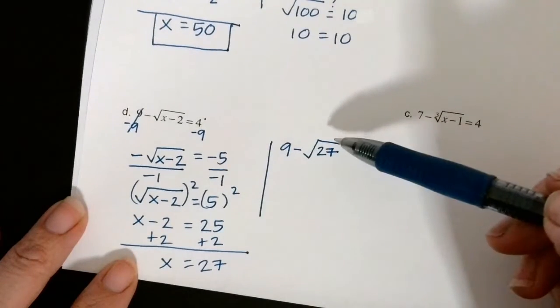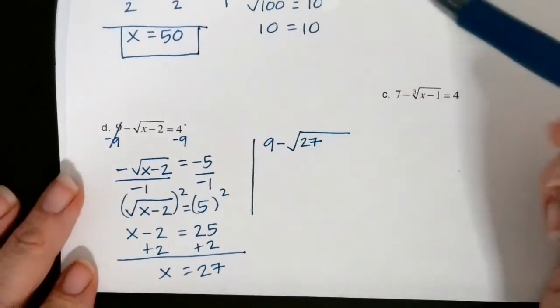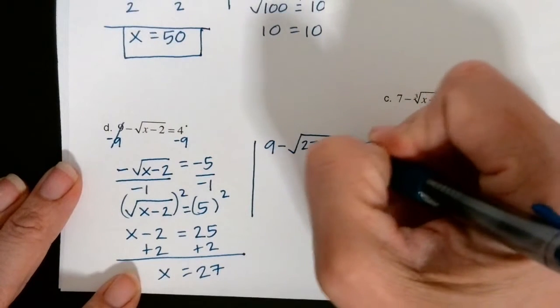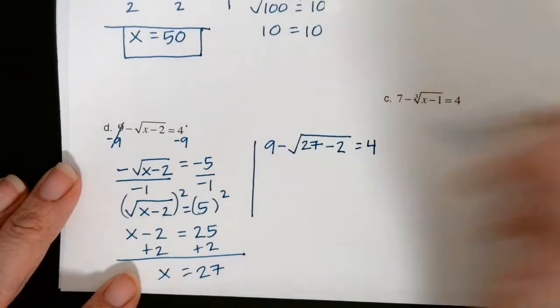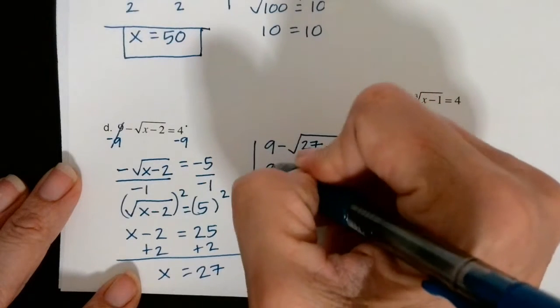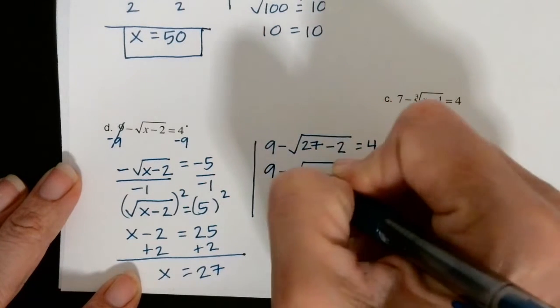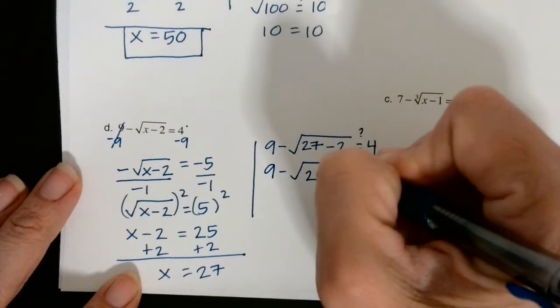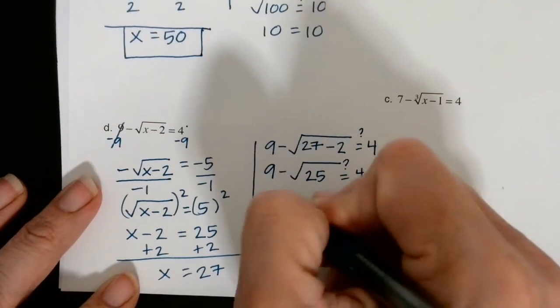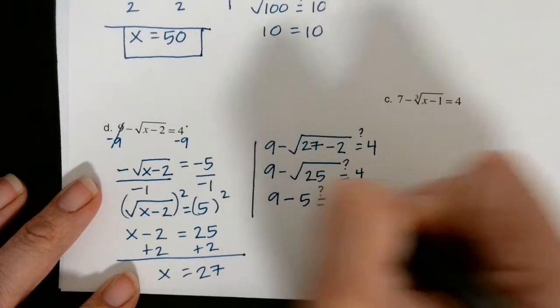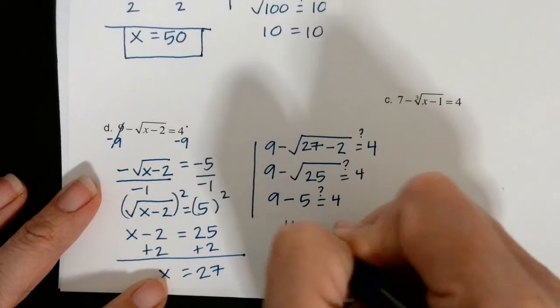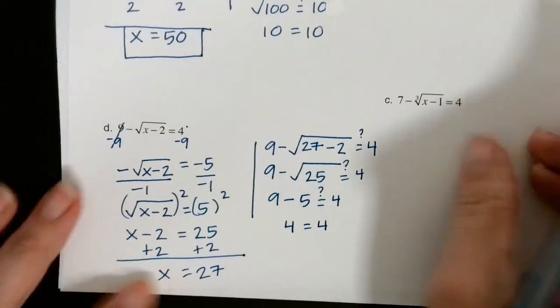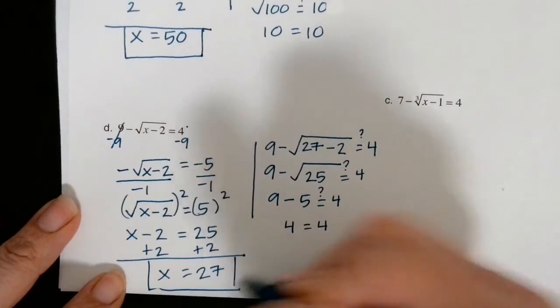We are checking our solution right now to make sure that the solution is a valid solution and not an extraneous solution. So when you're doing this, like I said, you're just going to follow your math step by step. Square root of 25 is 5. And 9 minus 5 is 4. 4 equals 4. So that does work out. So now I'm going to go back and box that answer.